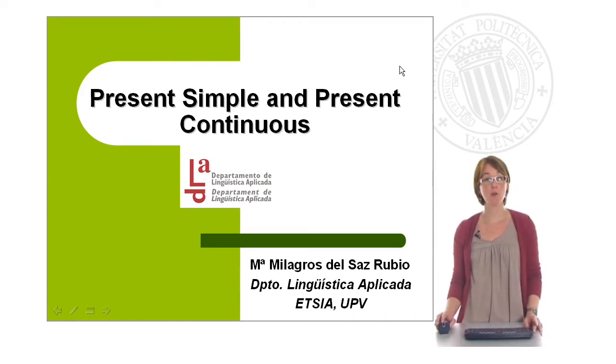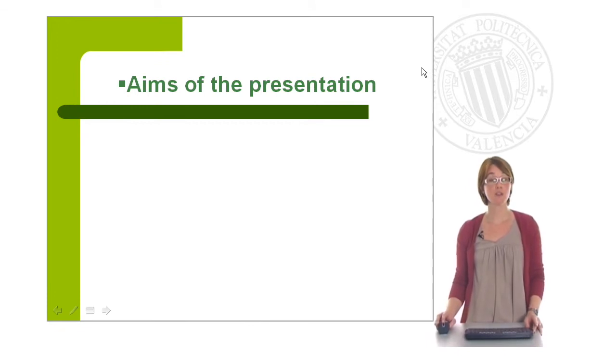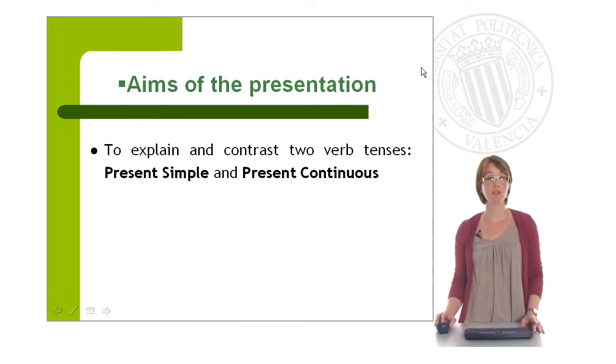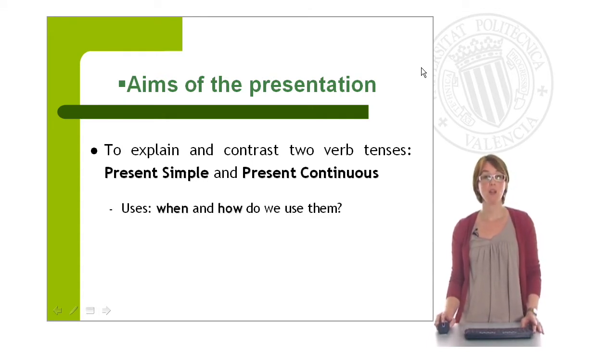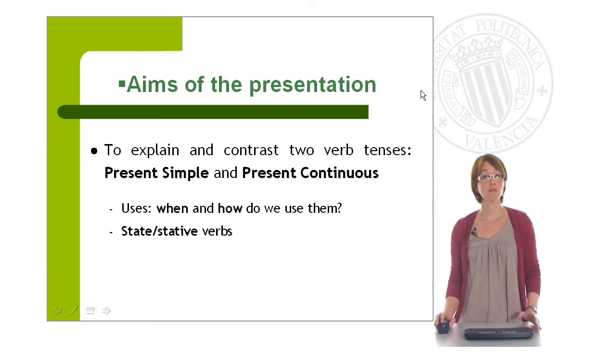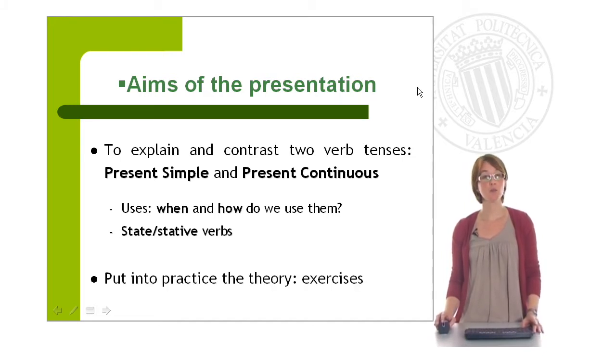Today we're going to have a look at two verb tenses, present simple and present continuous. The aims of this presentation, as you can see on the screen, are the following. First, to explain and contrast two verb tenses. This means that we are going to have a look at when and how we use them. Then we are going to focus on state and stative verbs. And finally, we are going to put into practice the theory I have explained.